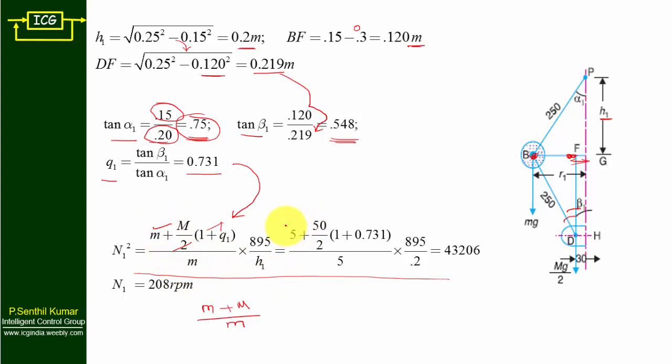Small m value 5, capital M value 50 given, then 1 plus Q value 0.731 multiplied by 895 divided by H1. So here we have H1 0.2. So when you reduce this, you will get 43,206. This is N1 squared. From that, N1 equals 208 RPM. So N1 is the answer for the minimum position, the minimum speed of the governor.